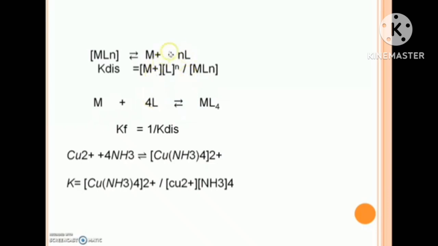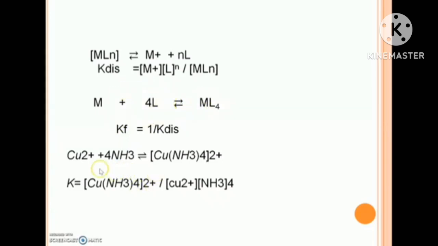That means here the reciprocal takes place. That is why we can write Kf is equal to 1 by K dissociation. Here the formation constant is also called the stability constant. Therefore, the formation constant and dissociation constant are inversely proportional. Here, if Kf, that means the stability constant, is higher, there is higher stability of the complex.